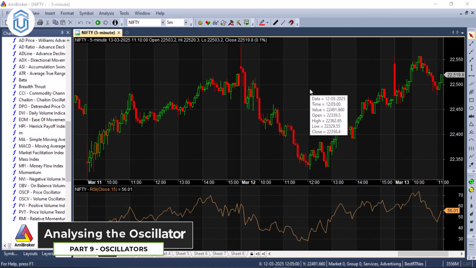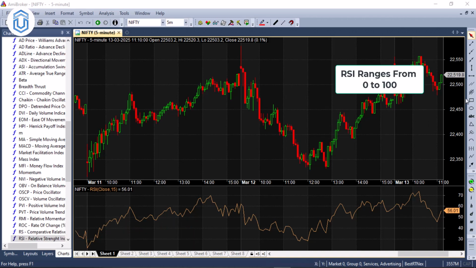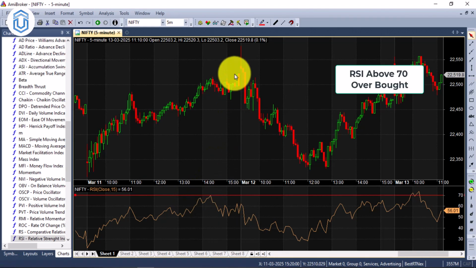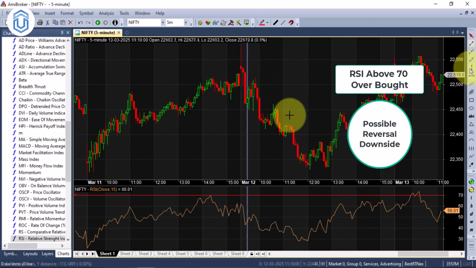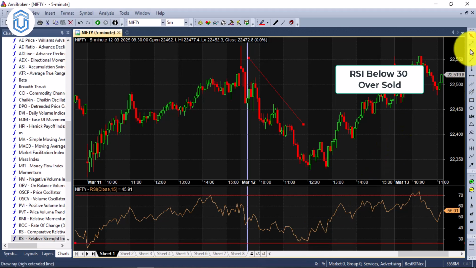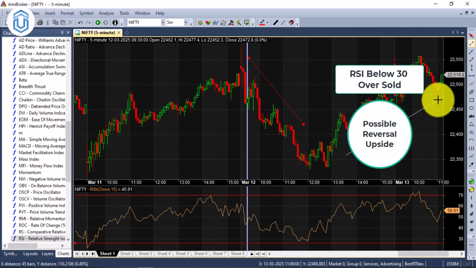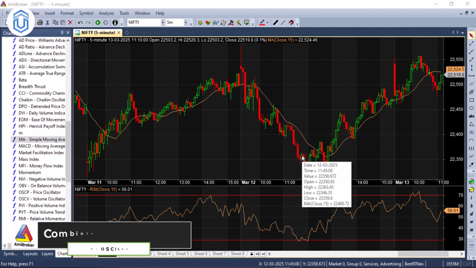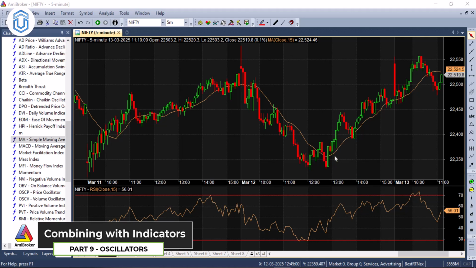Now let's analyze this oscillator. The RSI ranges from 0 to 100 and helps to identify if the market is overbought or oversold. For example, in Nifty, when the RSI is above 70, it suggests that the market is overbought, indicating a possible price drop or a reversal, which could be a sell signal. When the RSI is below 30, it suggests the market is oversold, meaning prices may rise soon, signaling a potential buy opportunity.